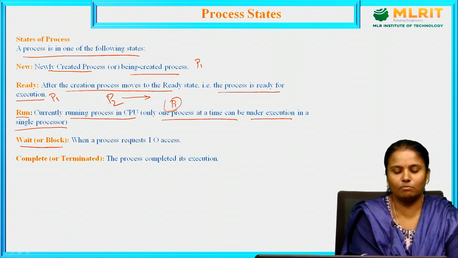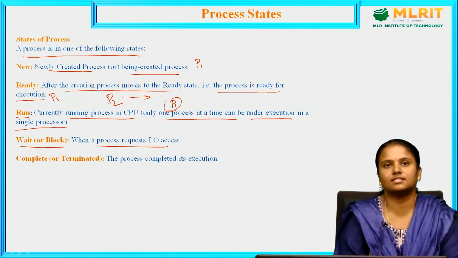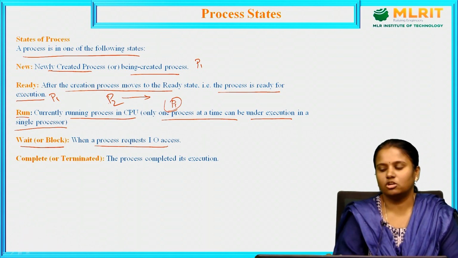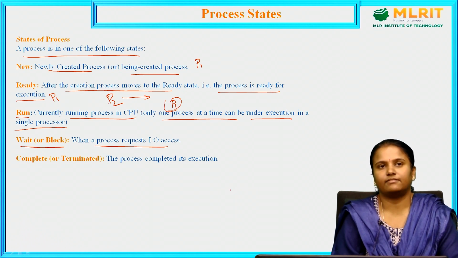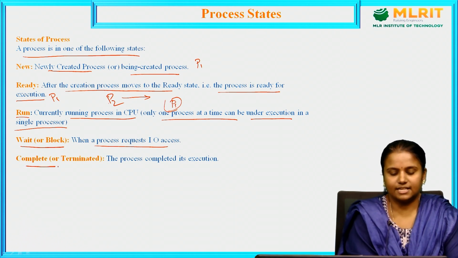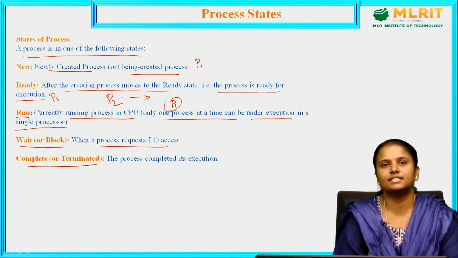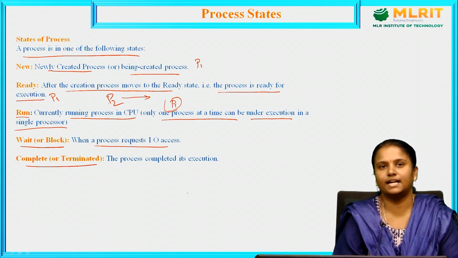Next, wait or block. This is when the process requests input-output access, so it is waiting for the CPU. That is the waiting or blocked state. Next, complete or terminate. In this, the process completes its execution and exits. That is the complete or terminate state.